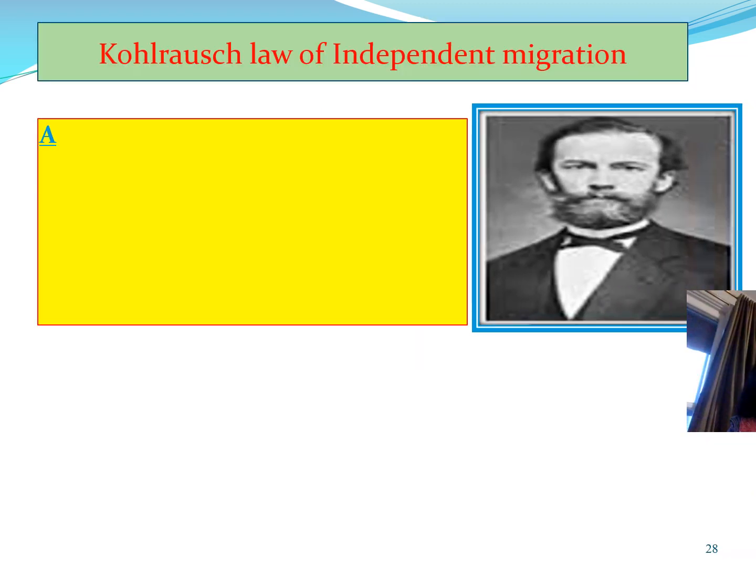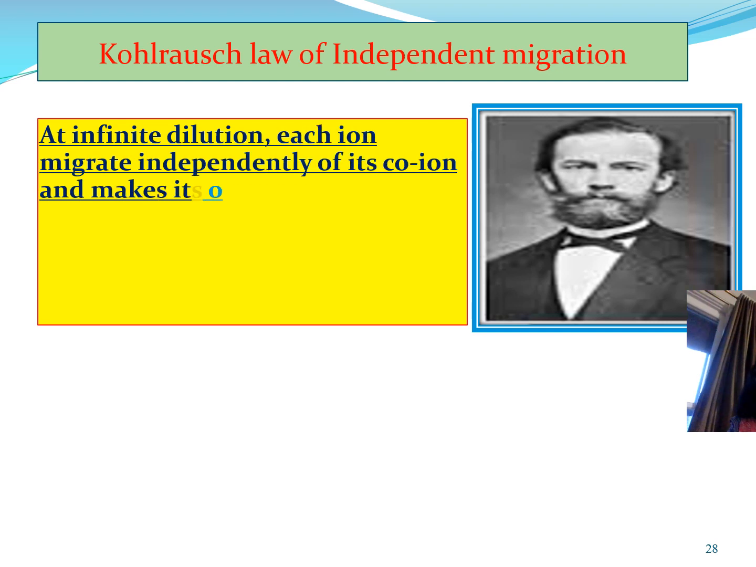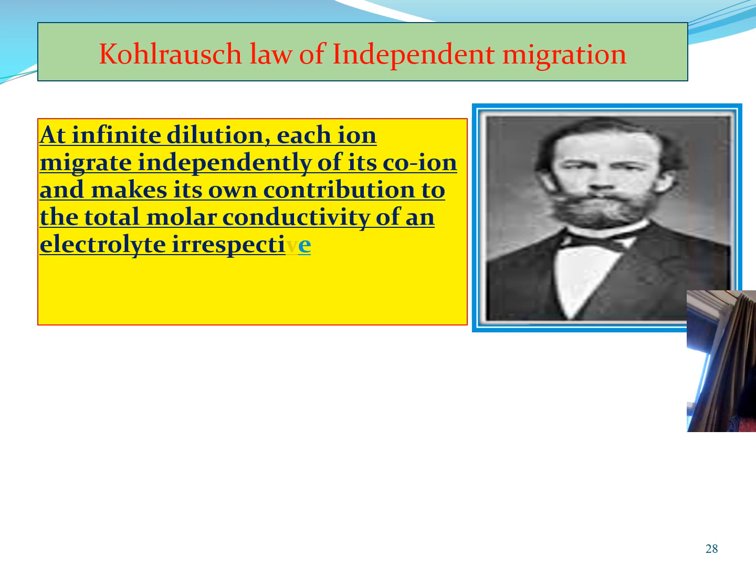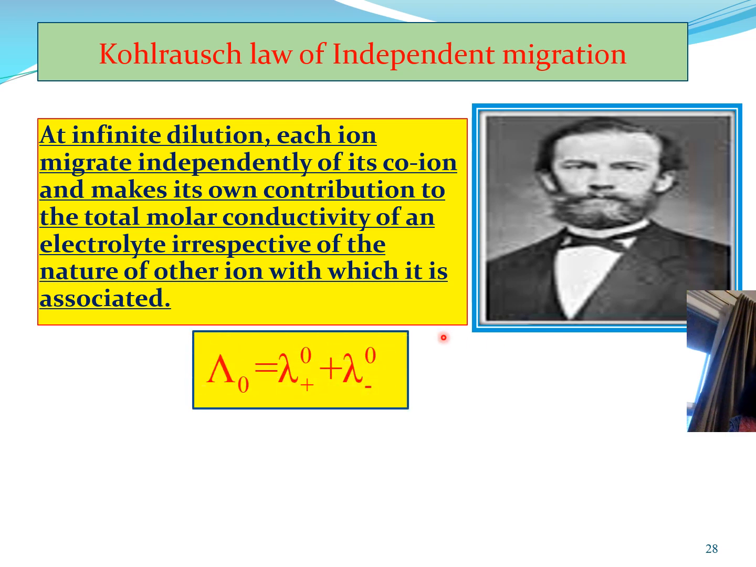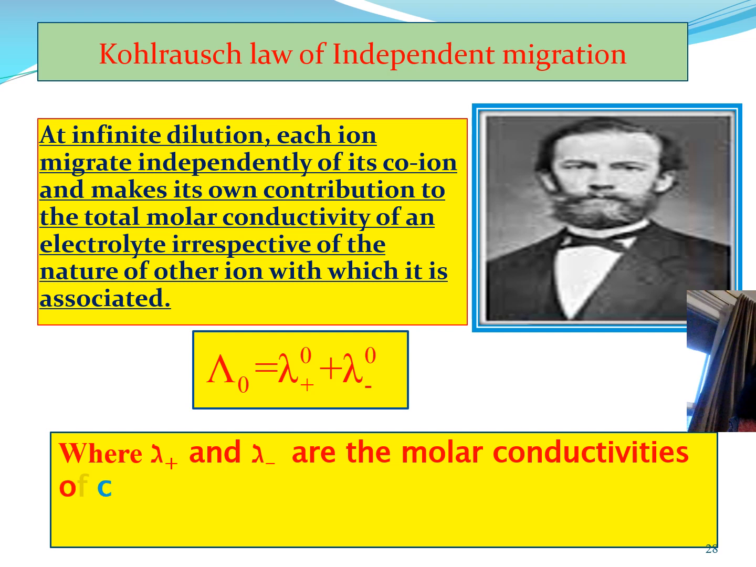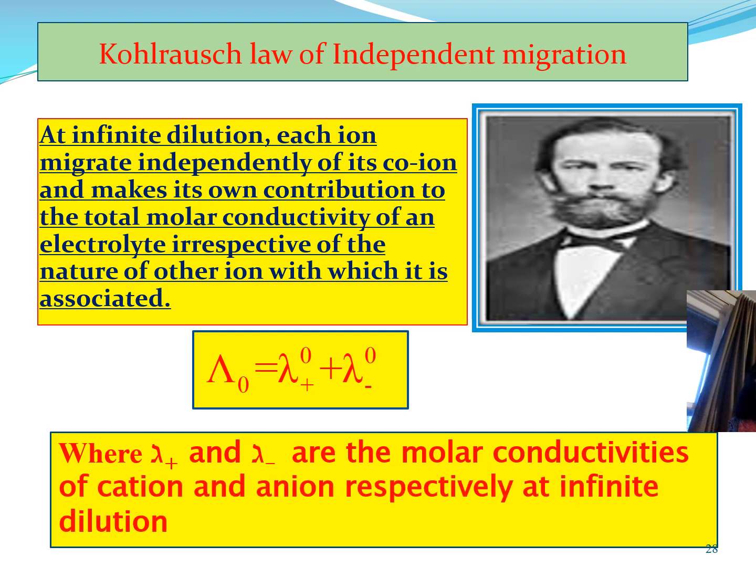So this law was given by Kohlrausch. At infinite dilution, each ion migrates independently of its co-ion and makes its own contribution to the total molar conductivity of an electrolyte, irrespective of the nature of the ion with which it is associated. So every ion contributes. Lambda naught m, the molar conductivity at infinite dilution, is equal to the sum of the ionic conductivities of the various ions it is made up of, where lambda plus and lambda minus are the molar conductivities of cation and anion respectively at infinite dilution.